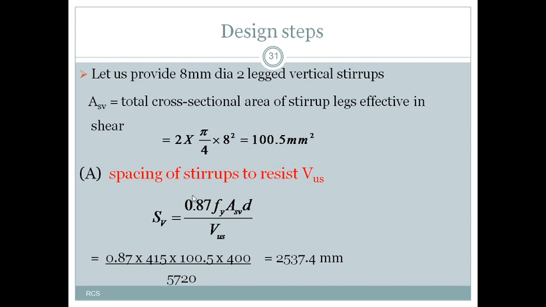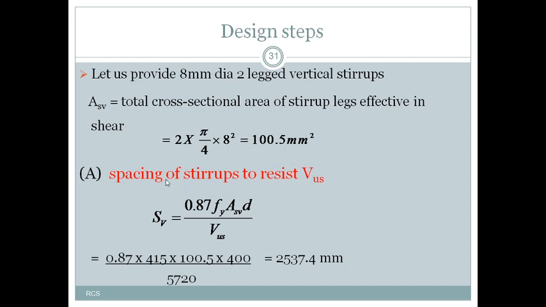The spacing, according to our basic formula, is SV = 0.87 fy ASV d by VUS. We know fy and ASV from this formula, and d is the effective depth. VUS is already known, that is 5.72. If you substitute all those values, we get 0.87 into 415 into the area of stirrup, 100.5, into 400 effective depth, divided by the shear resisting capacity of steel, 5.72 kilonewtons, which we convert into newtons, so 5720. The spacing obtained from this condition is 2537.4 mm.